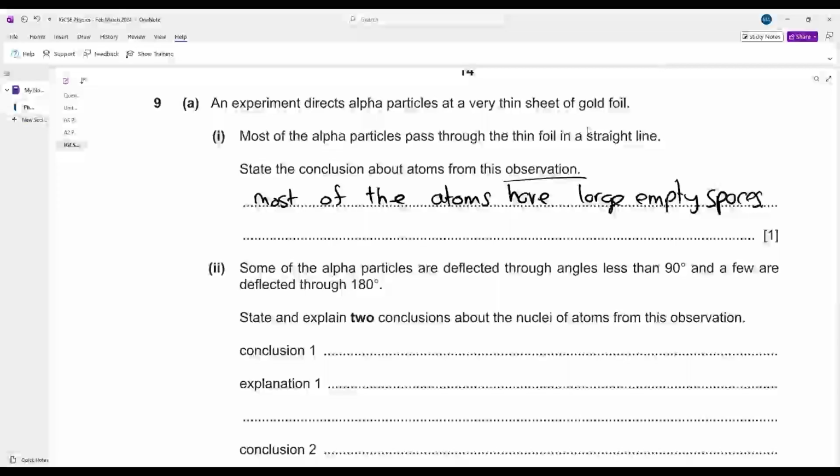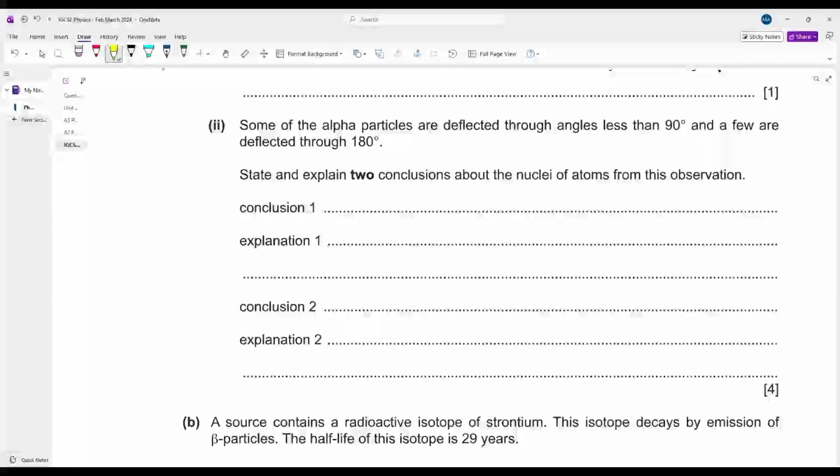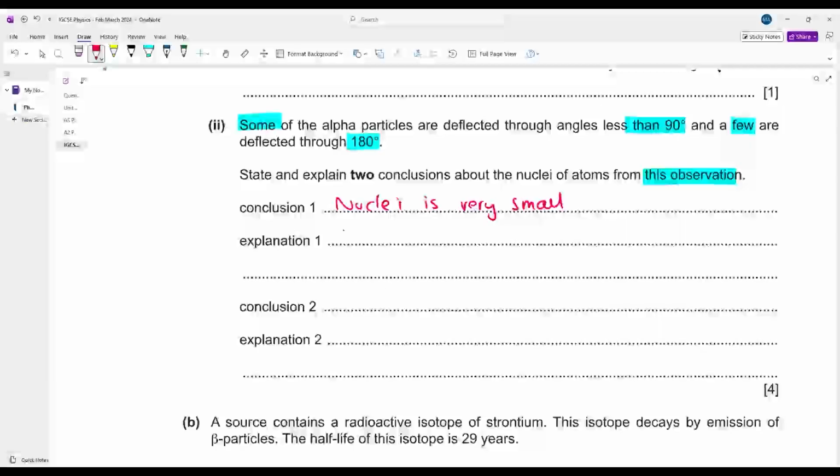Let's move ahead. Some of the alpha particles are deflected through angles less than 90 degrees and few are deflected through 180 degrees. State and explain two conclusions about the nuclei of the atom from this observation. Do you see the words some and few particles? What does that mean? Nucleus is very small. Why? Because only a few particles were deflected.